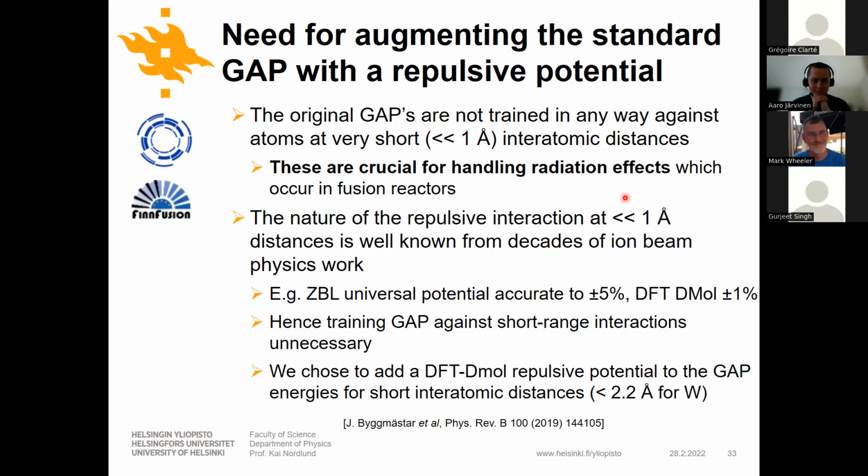On the other hand, we knew from our previous work that you can actually get, with the other DFT methods, this short-range part to 1% accuracy quite simply without machine learning. So what we did is that we modified these GAP formulas to add these pair potentials, which we knew to be realistic, to describe the short interatomic distances as well.